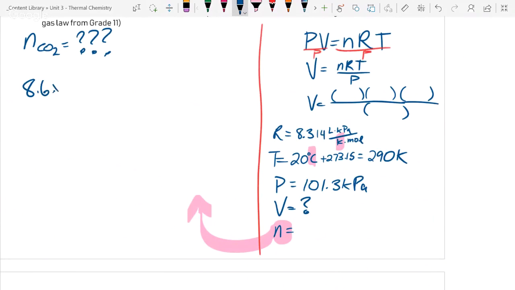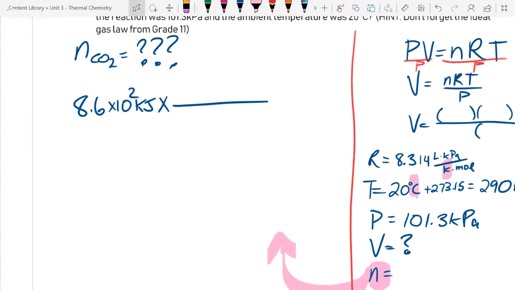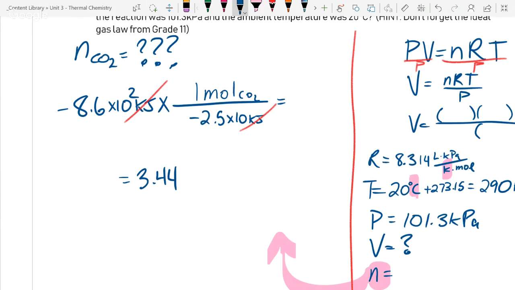So we have 8.6 times 10 to the 2 kilojoules of energy released. And this time, what do I want? One mole of CO2. Is that true? It makes 1 mole of CO2? I haven't checked the equation yet. Yeah? Okay. And what am I going to put on the bottom? Cool. And when I do this, kilojoules will cancel with kilojoules, and I will get what? 3.44 moles CO2.